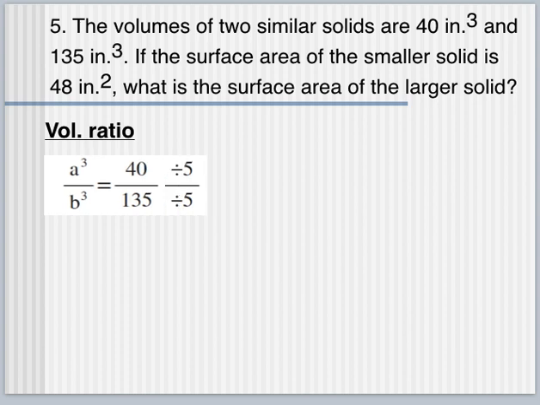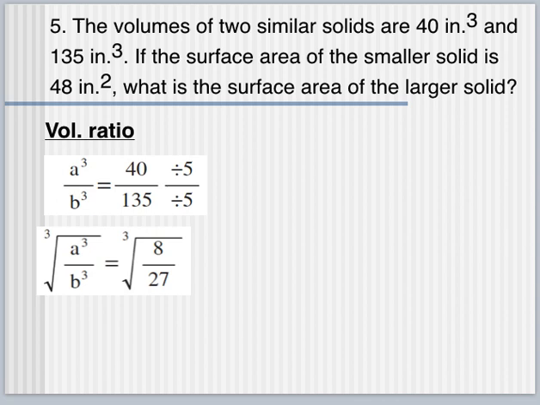Now you want to simplify that fraction, and then you want to cube root it. Now you have the scale factor. So to recap, you figured out what type of ratio you had enough information for from the beginning, either the volume ratio, surface area, or scale factor. In this case, we knew 2 volumes, so we started with the volume ratio and used it to solve for scale factor. Now that you have the scale factor, look at the question.